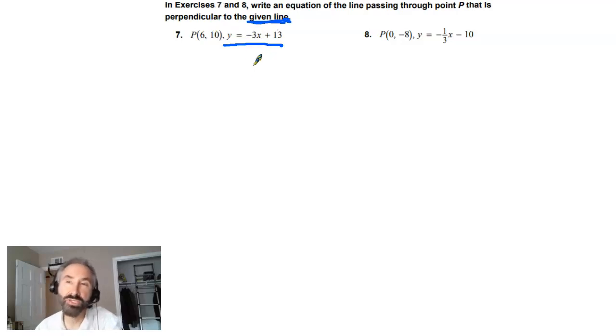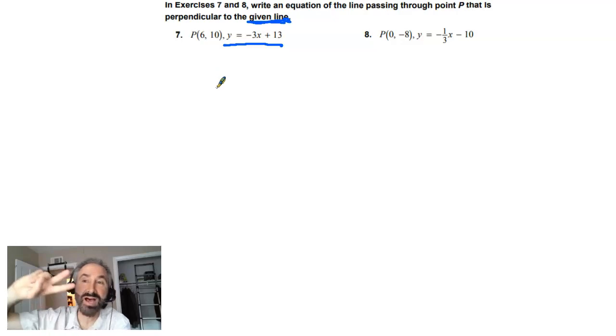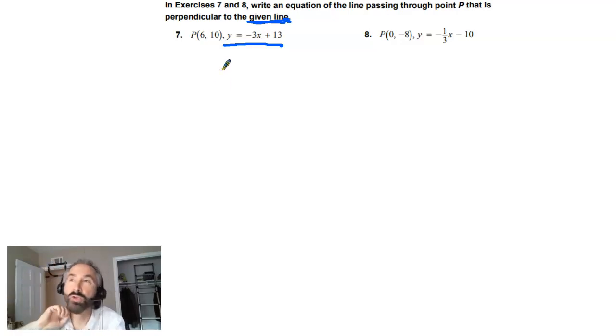Now, the secret that you need to know is, it all has to do with slope. The slope of two parallel lines is the same. The slope of two perpendicular lines is the opposite reciprocal. Opposite means opposite sign, and reciprocal means flip it over.